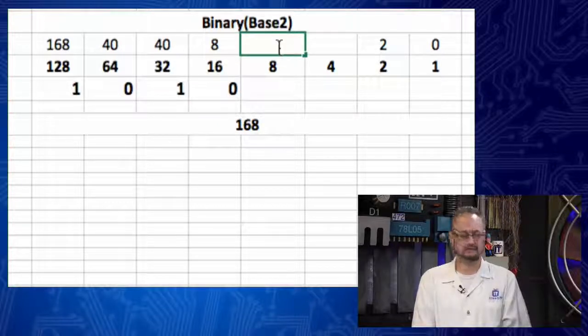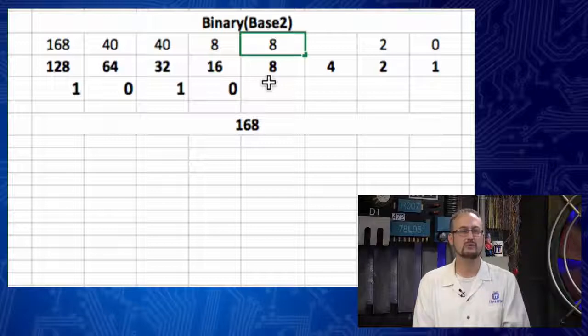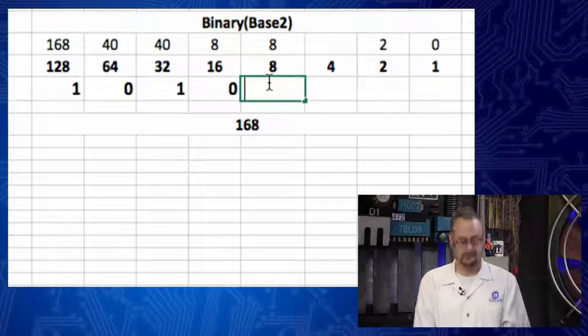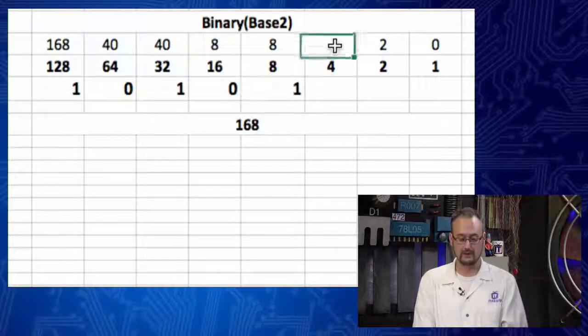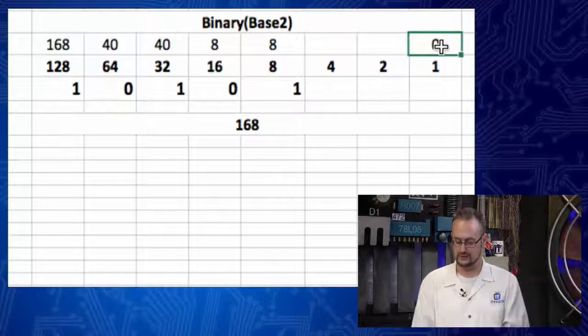Now we have to keep taking that remainder of 8, and we're going to subtract 8 from 8. And we know that we can do that, right? So that is going to be true. It's going to be a binary 1. Now notice, and let me go ahead and zero these out here, guys, so I don't get confused.